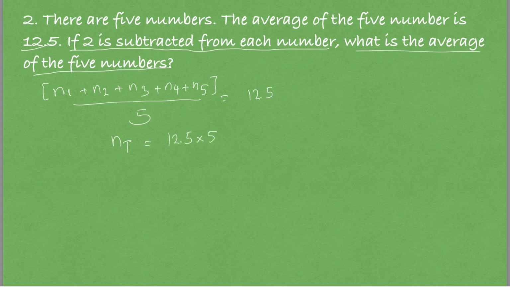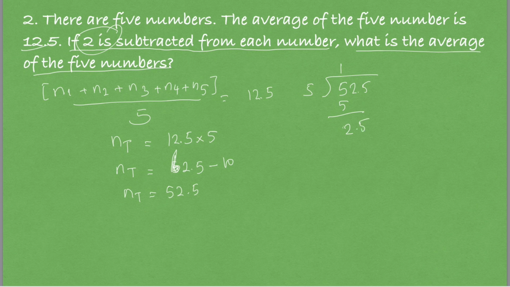12.5 times 5, and the total value of these numbers becomes 62.5. We subtract 2 from each number, which means we are going to subtract 10 in total. Then the total value of the numbers becomes 52.5. Then we divide 52.5 by 5. The new average is going to be 10.5.